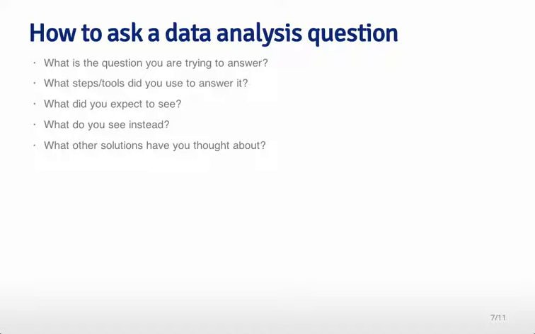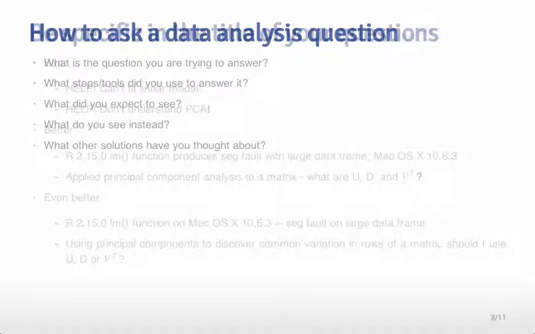And so an important thing to keep in mind here too is what other solutions you might have thought about. So sometimes you've run through 3 or 4 different things to try to get the right answer. And so if you report what you've tried, all the different things you've tried, then when people try to answer your question, they can go directly to something that you haven't tried.